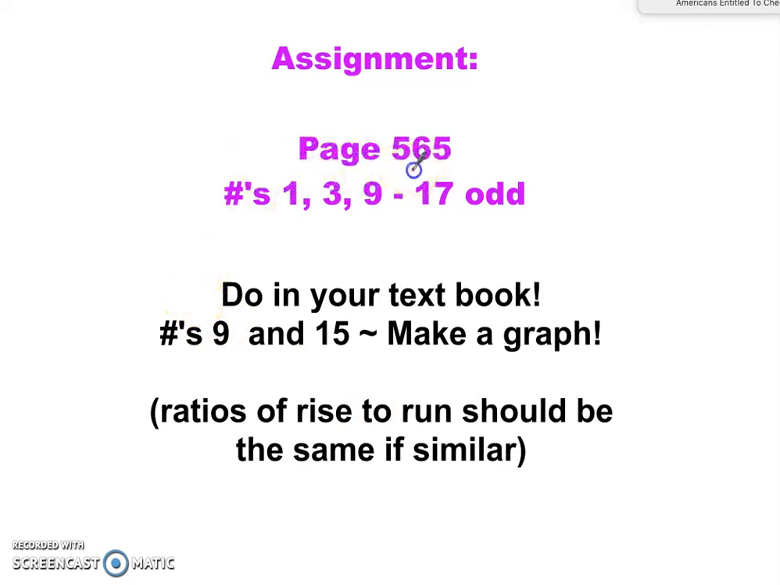Your assignment, page 565, 13 through 17 odd. And you can do it in your textbook. Numbers 9 and 15, you need to make a graph. The ratios of the rise to the run should be the same if they are similar.